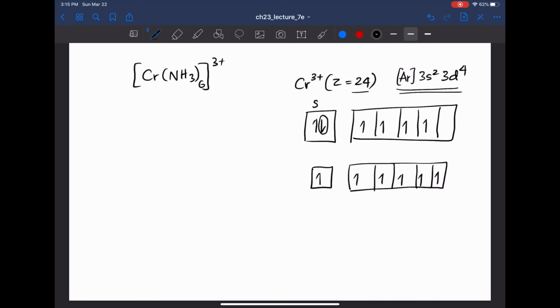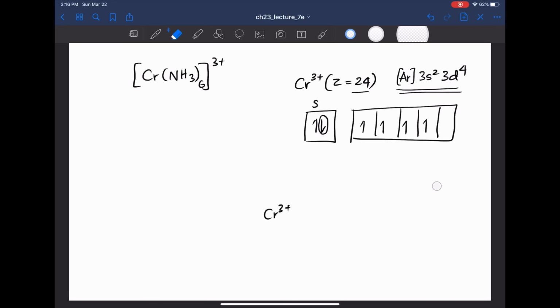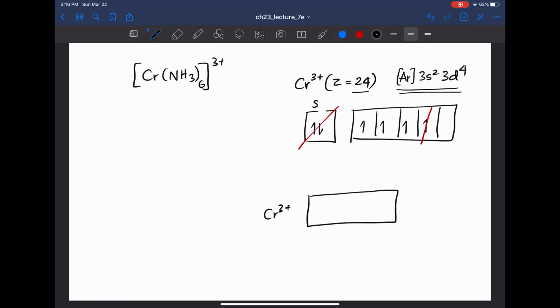Now what happens? When chromium becomes Cr3+, it loses 3 electrons. If it was originally just chromium, we would have half-filled orbitals, but here chromium is losing electrons. I already told you that it loses electrons from the s orbital first, and then there's another electron lost from the d. Now for Cr3+ you have 3 electrons in the d orbital, and we can consider the next orbitals as well.